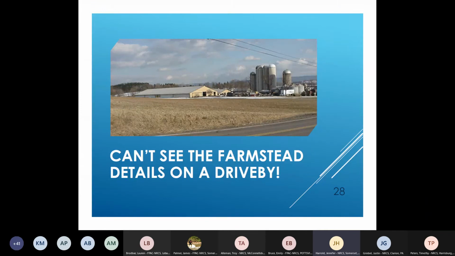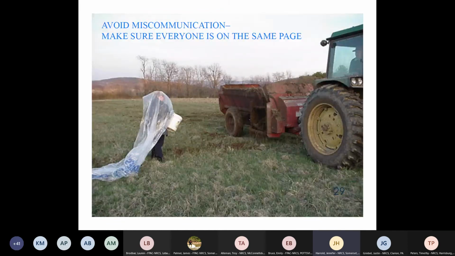And you can't see the farmstead on a drive-by. You've got to be invited and stop by and see everything, how this whole system works. Can't see it all from the road.